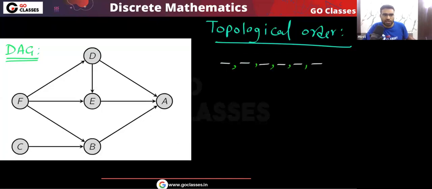Now you tell me a very simple point. In this linear order, can it happen that A is coming before E? Is it possible that A is coming before E? No, this is not possible, because in the topological order, what should happen? If there is an edge from E to A, then A must come after E, or I can say E must come before A. Very simple.